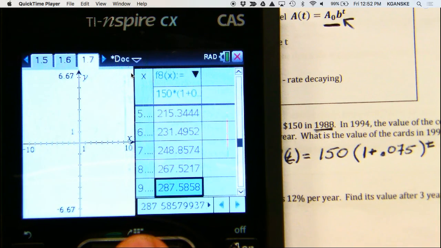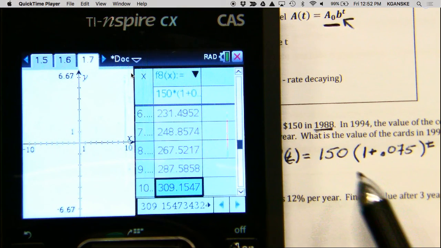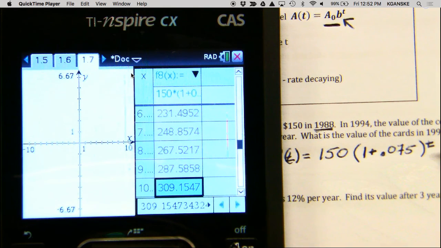After 10 years, check it out. We were talking about that doubling time, being about 10%, or at 7%, we would take about 10 years. It's a little bit more than double at 10 years because we're at 7.5. So I can kind of see how I want to set my graph up now.